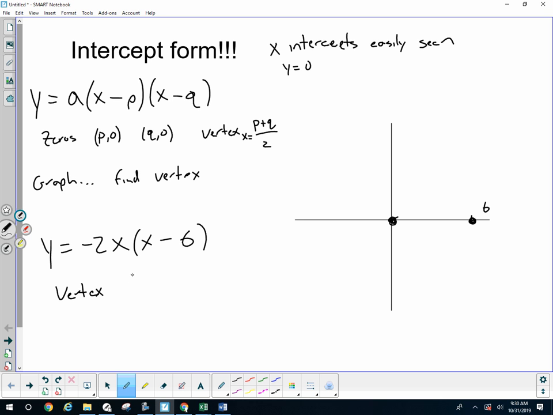All right, here's the answer. Our vertex is going to be at the midpoint between our zeros. So the average of the two, that's just 3. That's my x-coordinate. That means the y-coordinate of the vertex, plug in 3. I get negative 2 times 3, 3 minus 6.